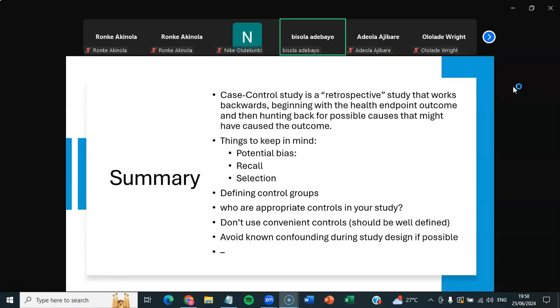So in summary, a case control study is a retrospective study that works backwards. It begins with the health endpoint outcome and then hunts back for possible causes that may have caused that outcome. We have to keep bias in mind. We have to appropriately define our control groups. We should not use just convenient controls, but appropriate ones so that we get the right conclusion, and we should avoid confounding.